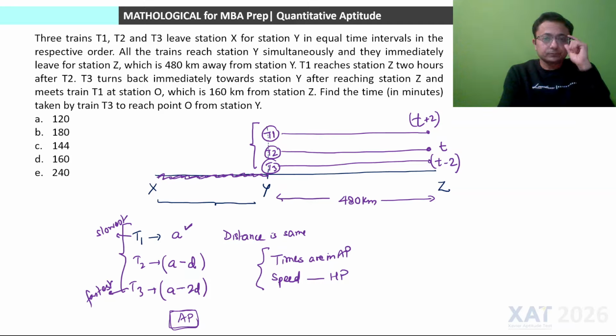Okay. The question is saying T3 turns back immediately towards station Y after reaching station Z, because T3 is reaching at first, that is the first train reaching station Z. तो Z में पहुंचने के बाद में after reaching Z it is returning back. So T3 is returning back towards station Y, and in that time it is again meeting train T1 at station O. तो T1 अभी भी जा रहा है Y से Z तक और T3 has turned back and met train T1 at station O. Okay.